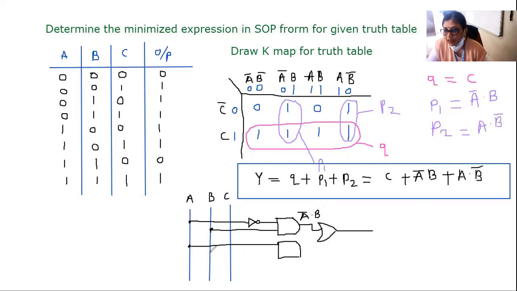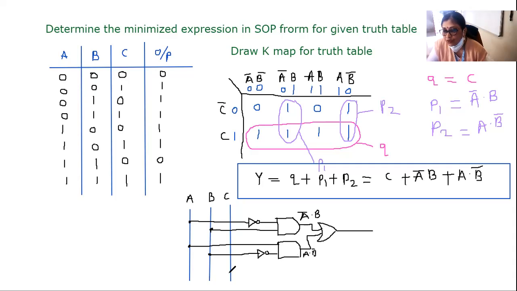So draw a line from B, wire, but here there should be an inverter because this is not B, but it is B bar. Okay, this is our NOT gate. So the output of the second AND gate is what? A dot B bar.